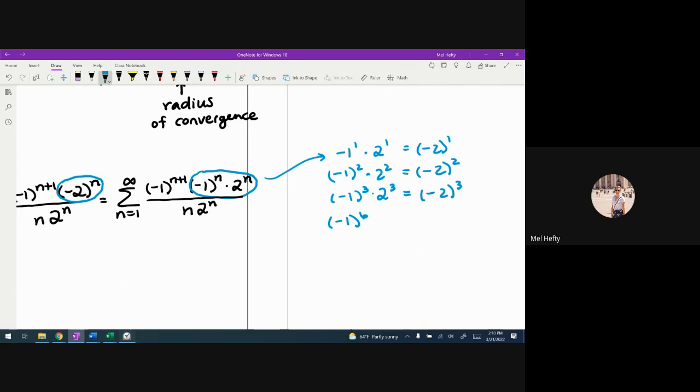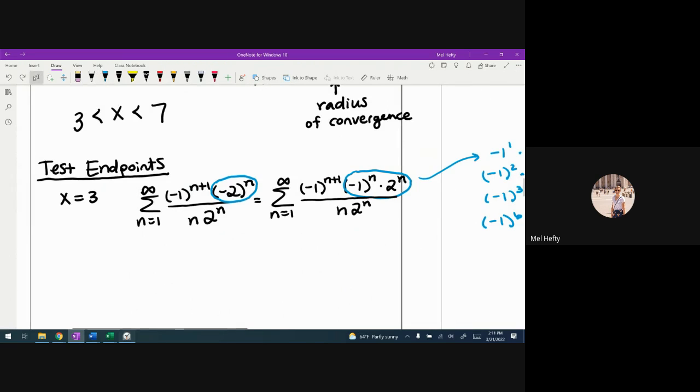Negative 1 to the 6 times 2 to the 6. They just basically expanded it? Yeah, because 3 times 2. Yeah, that's true. You can't do it if it's add. That's bad. But you can do it if it's multiply. All right. So this is true. Why would I want to do that?